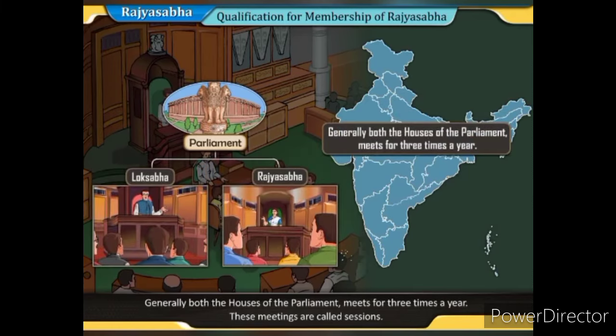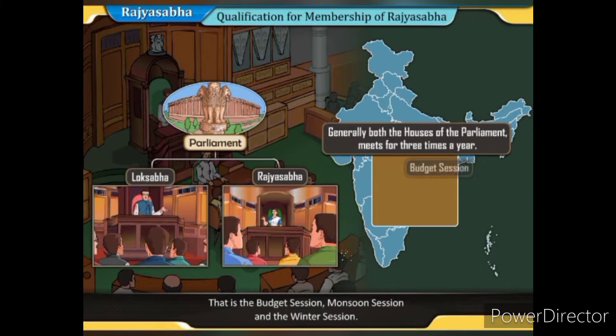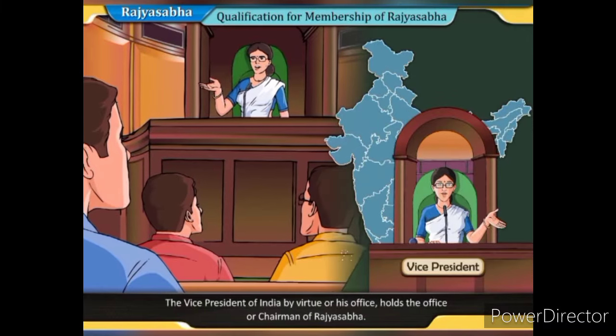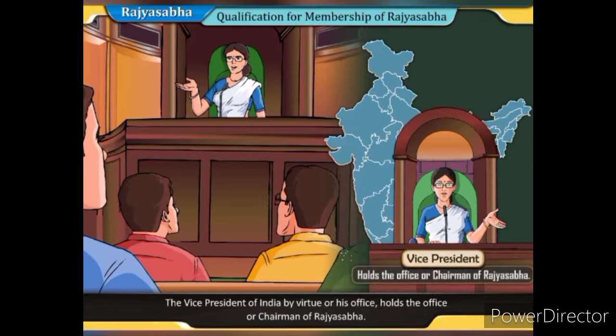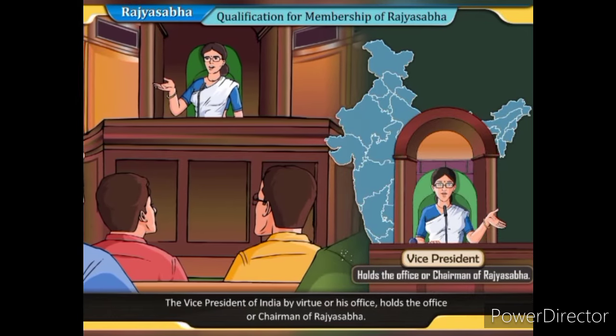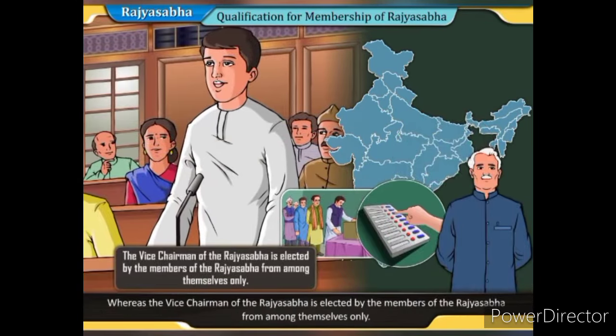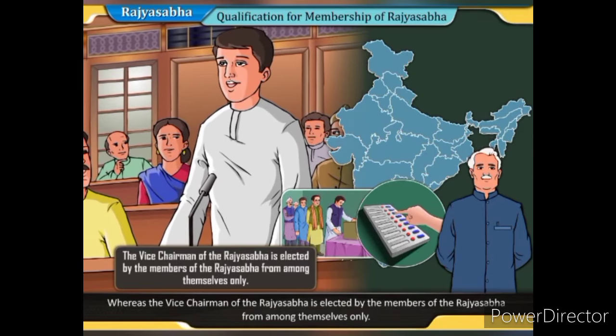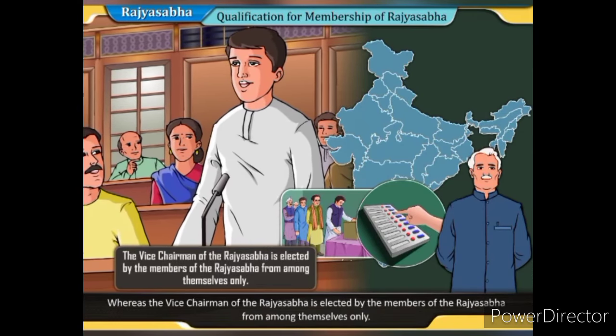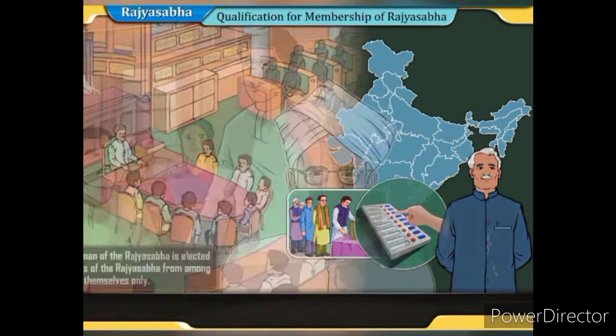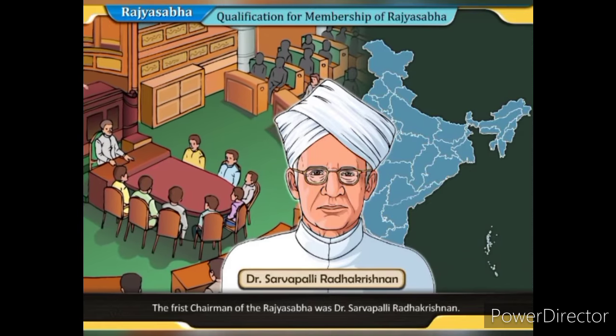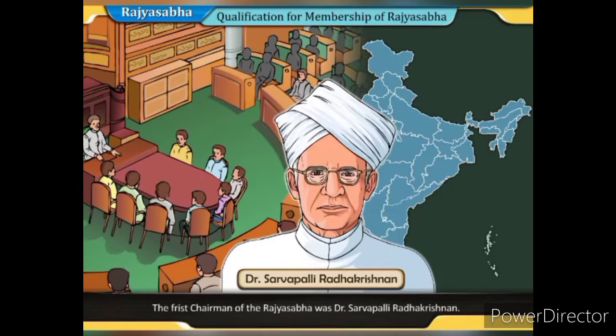Generally, both the houses of the Parliament meet 3 times a year. These meetings are called sessions. That is, the budget session, monsoon session, and the winter session. The Vice President of India, by virtue of his office, holds the office of Chairman of Rajya Sabha, whereas the Vice Chairman of the Rajya Sabha is elected by the members of the Rajya Sabha from among themselves only. The first Chairman of the Rajya Sabha was Dr. Sarvapalli Radhakrishnan.